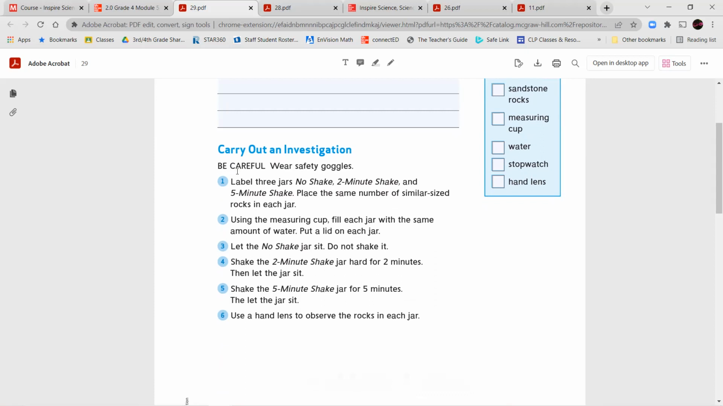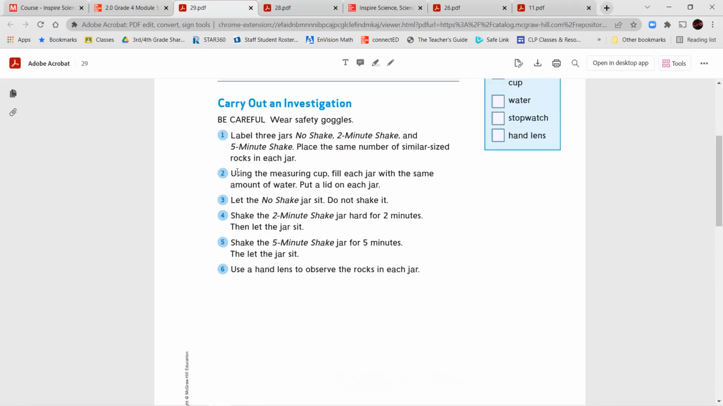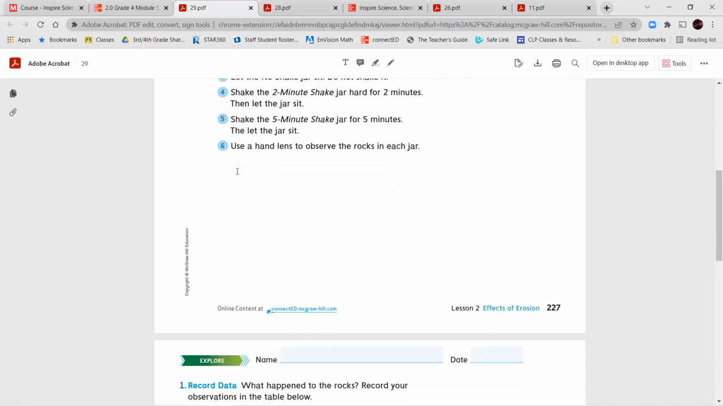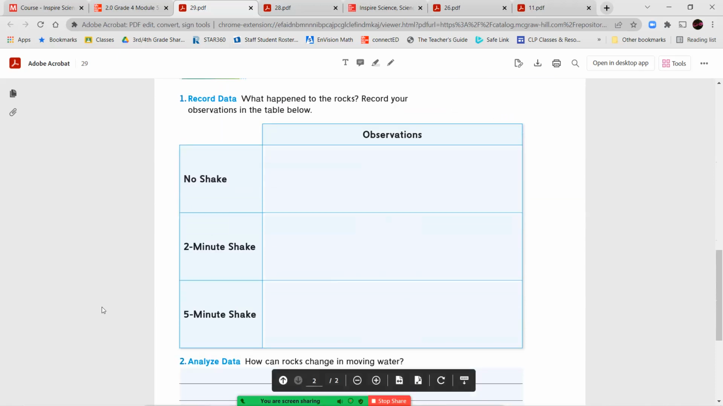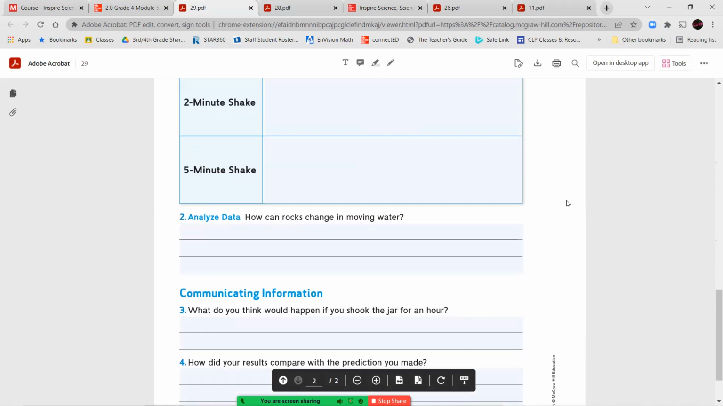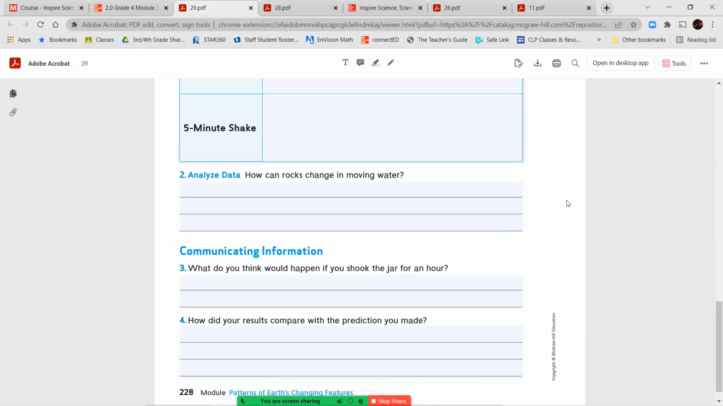You're going to leave the no shake jar and just let it sit. For the 2-minute jar, you're going to shake it for 2 minutes and let it sit. And you're going to do the same thing for the 5-minute jar. You're going to shake it for 5 minutes and then let it sit. Then you're going to use your hand lens or your magnifying glass to observe what's going on in those jars. So write your observations, be detailed, write as much as you can to describe what it is that you're seeing. After that, we're going to answer our questions. How can rocks change in moving water?